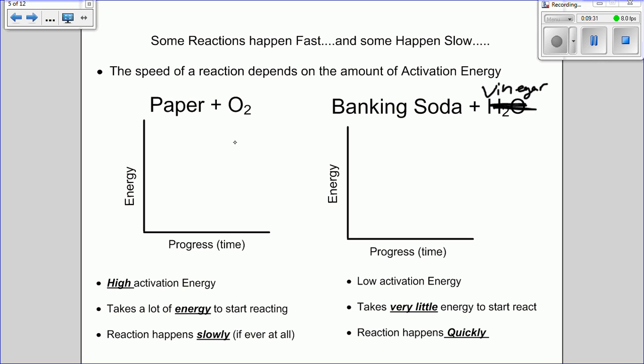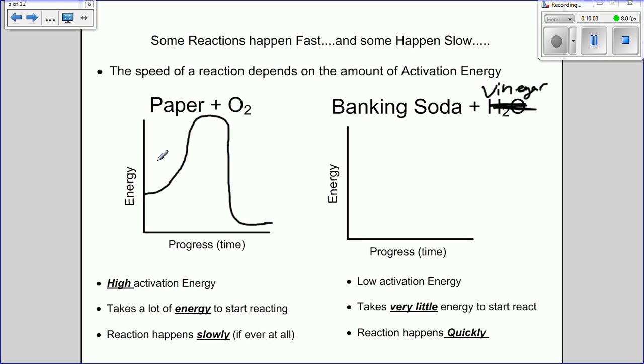Well, let's take a look at the paper and oxygen one first. You're all taking notes right now. You have your paper in front of you. There's oxygen gas surrounding your paper. So if paper and oxygen undergo a chemical reaction, why isn't your paper going up in flames? Well, the reason is because the reaction for paper and oxygen is one that has a very, very, very high activation energy.